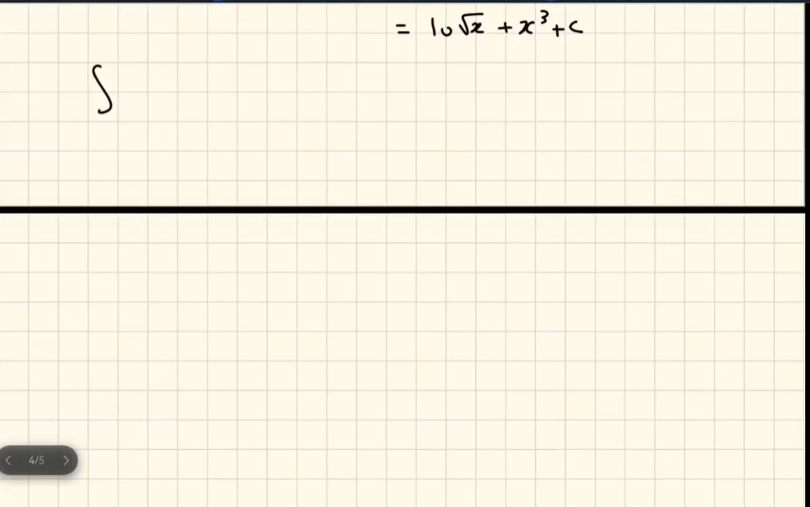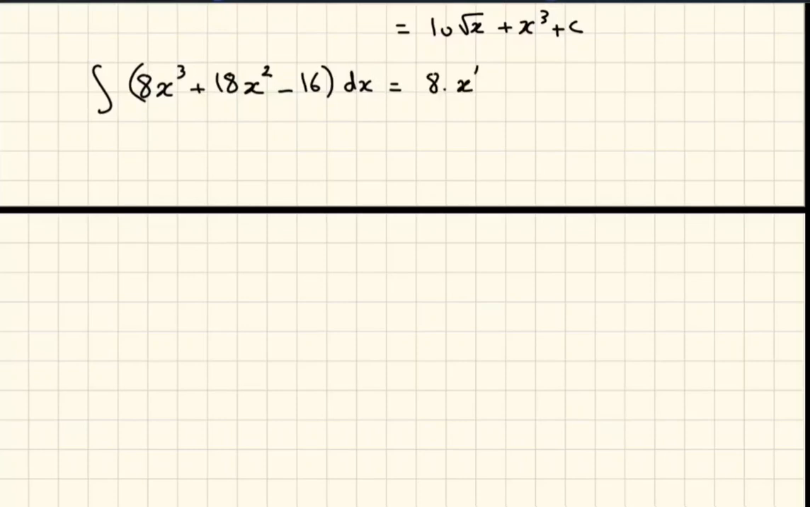Now if we have the integral of 8x cubed plus 18x squared minus 16. So what do I do in this case? The 8 is multiplied by x, I don't care about it, I will rewrite it. Then I do the integral of x cubed, it becomes x to the 4 over 4. Now this 18 is multiplied by x, so I don't care about it, I write it. And then the integral of x squared will become x cubed over 3.